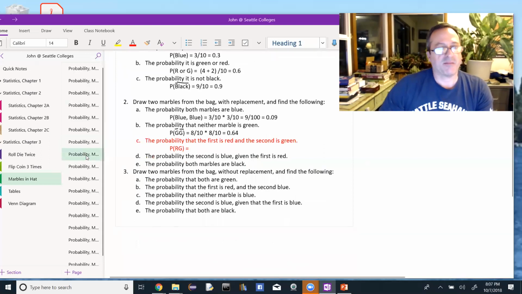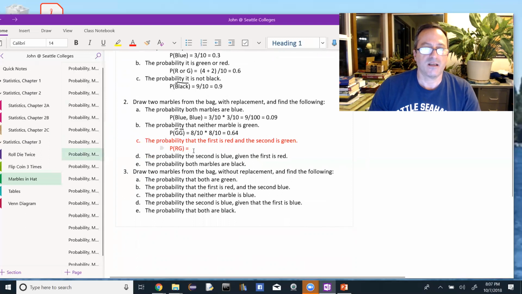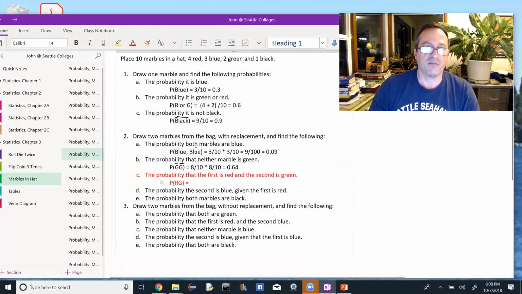Next problem, the probability that the first is red and the second is green. So red, green. The probability that the first is red: we have 4 red marbles, so that's 4 out of 10. Put that red marble back in. I still have 10 marbles, 2 of which are green. So times 2 out of 10, that's 8 out of 100, 8 hundredths.